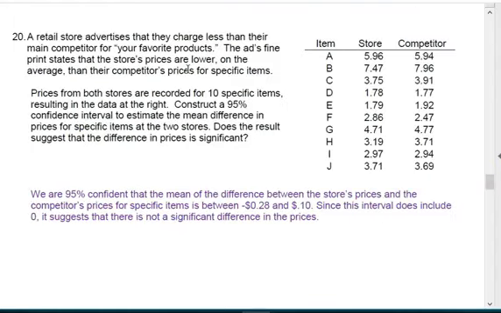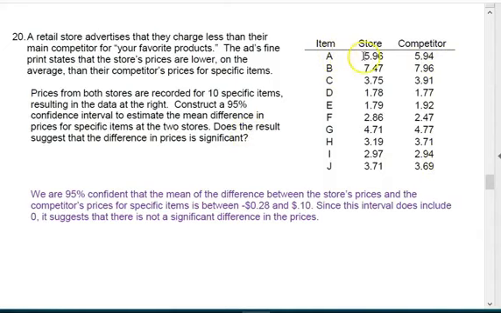The last confidence interval problem here is for the problem where we have the items and the prices at the store and at the competitor's store. This time we want to construct a 95% confidence interval to estimate the mean difference in prices for specific items at the two stores. In other words, if we took each of these items and took the store's price and subtracted the competitor's price, that would give us the difference between the prices for each different item.